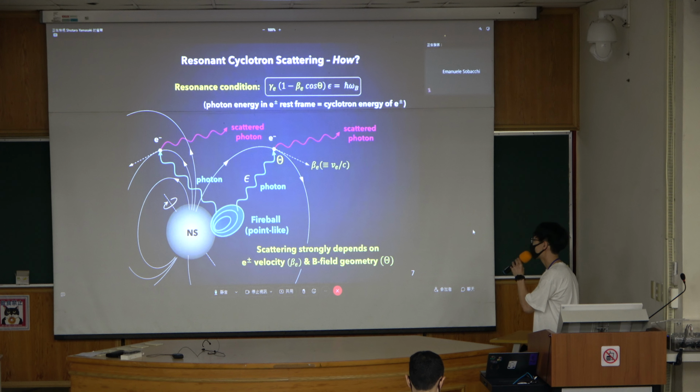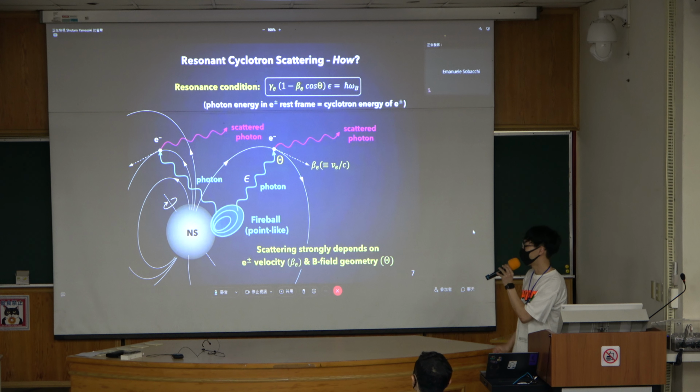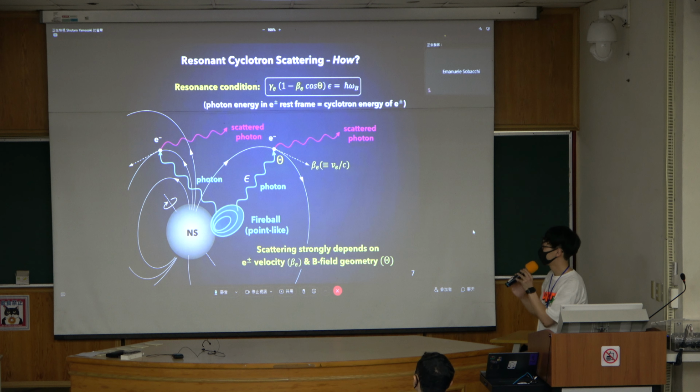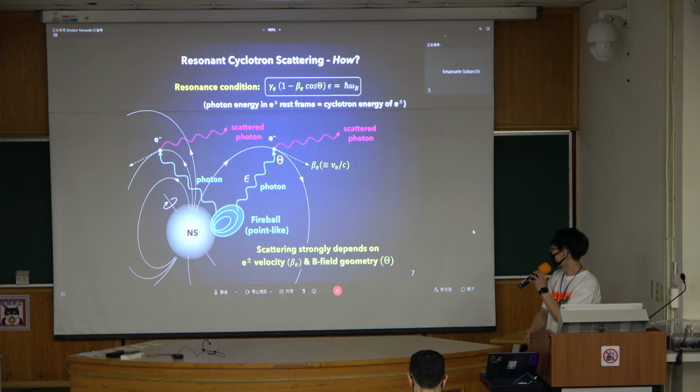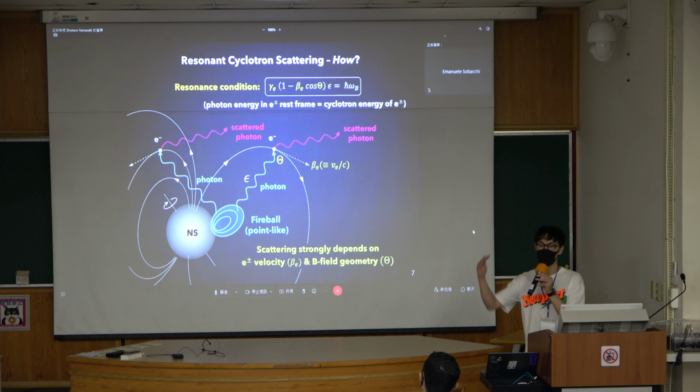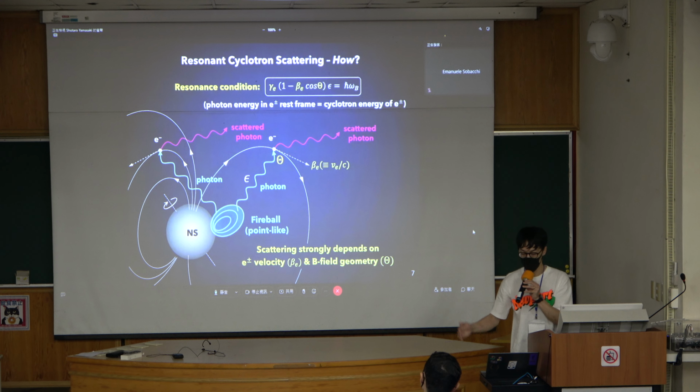So if we include the Doppler effect, here I show the schematic configuration. We prepare a fireball on the neutron star surface when a burst happens. Then photons coming from this fireball are at least once scattered by electrons by this process, the resonance cyclotron scattering process. And this electron has some velocity field. It is not at rest, it is moving. However, we don't know this velocity. So this is the problem. We know the geometry of the magnetic field on a large scale. This is a dipole. So we need to know the velocity field.